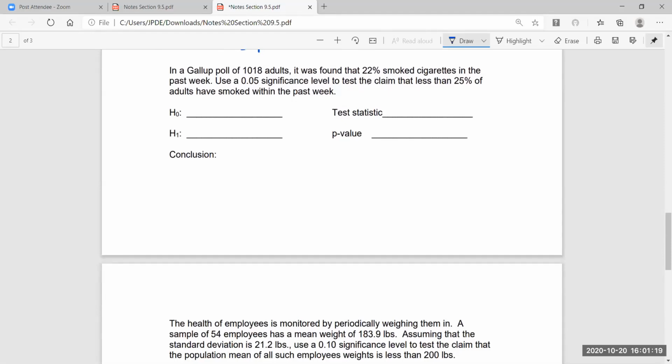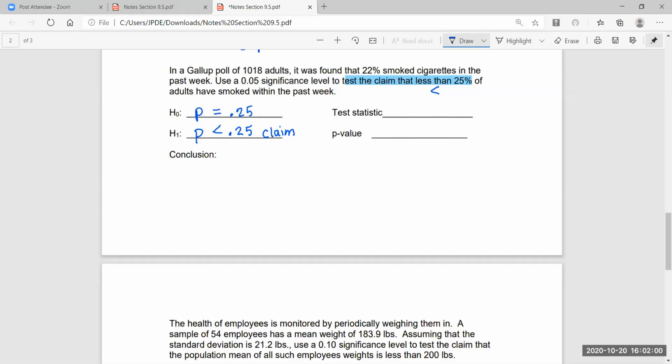This one has something a little bit different going on in it, and I wanted to make sure to give you one like this. So read it over, and we're going to get the claim. Gallup poll, 1,018 adults, 22% smoked cigarettes in the last week. Use a 0.05 significance level to test the claim that less than 25% of adults have smoked within the last week or past week. So less than 25%. So the proportion is less than 0.25. And that's our claim. So this one's going to be an equal.